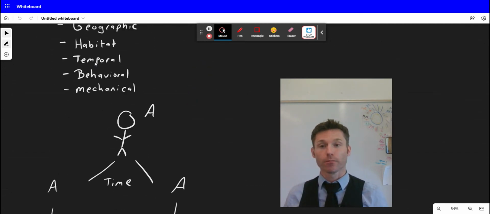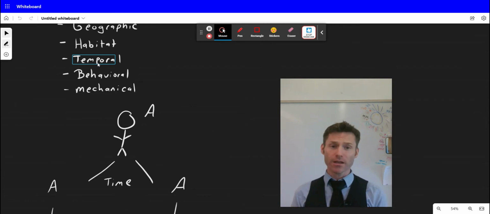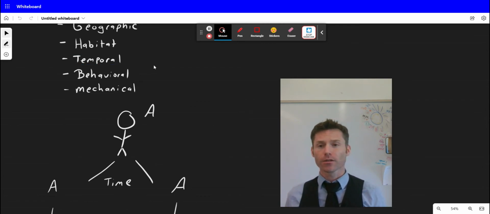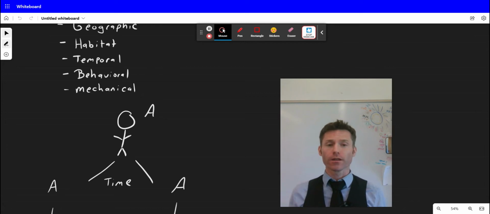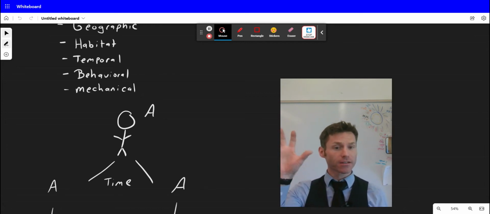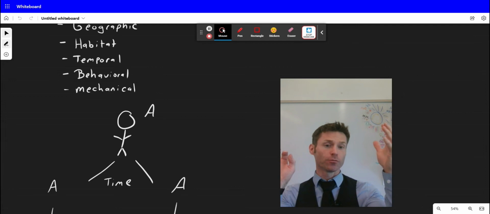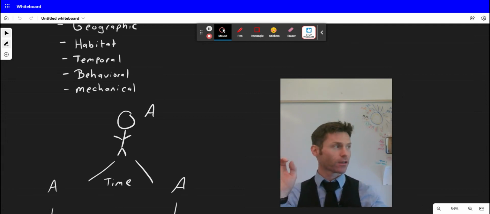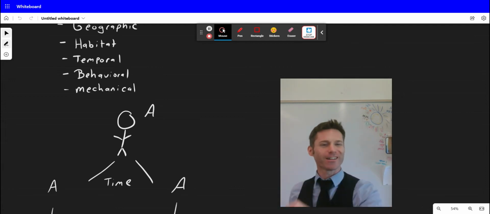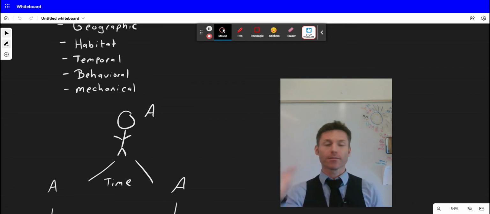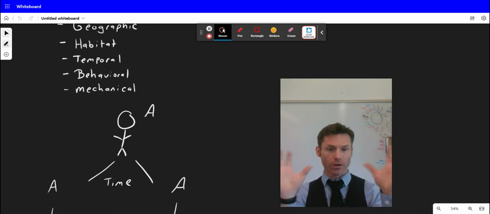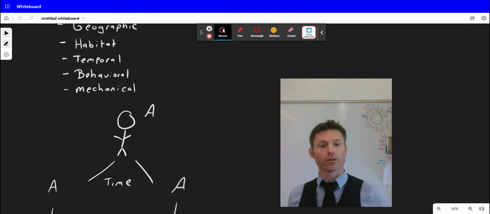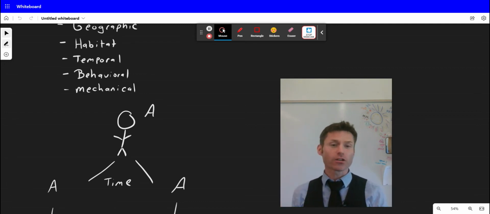And then we have temporal, which is time-based. And so this could be like one of the subsets likes to mate at dusk, and one of the subsets likes to mate at dawn. Okay. Even though they're hanging out together, they might go to lunch together, they might make TikTok videos together. They're never going to mate together because they mate at different times. Okay. And so they won't exchange those genes.